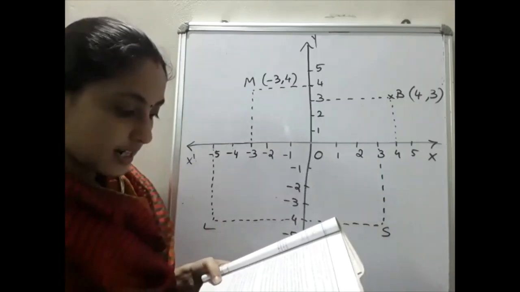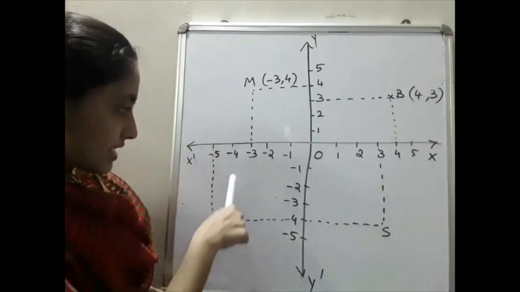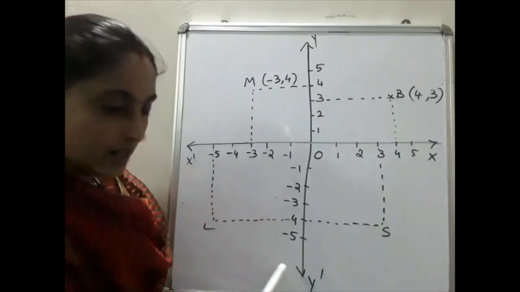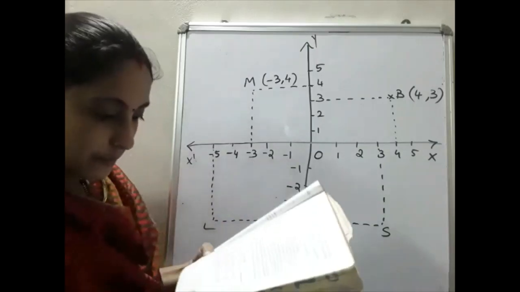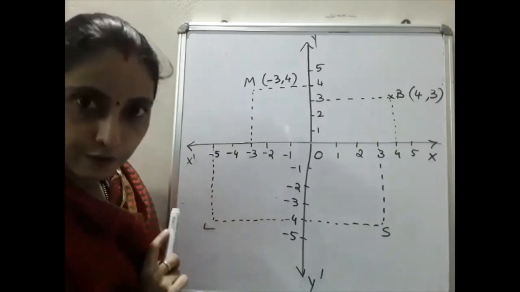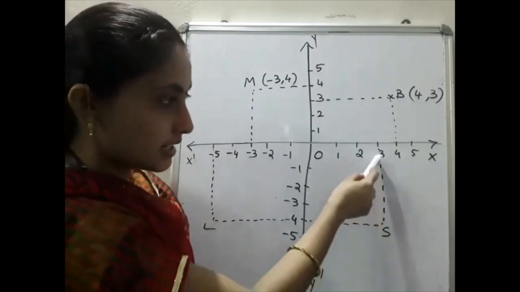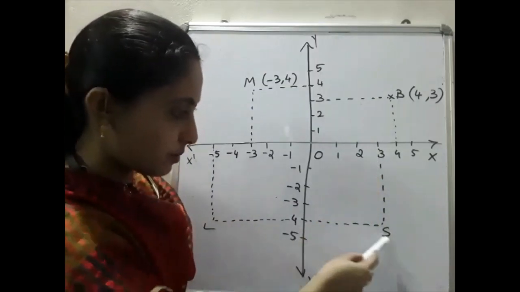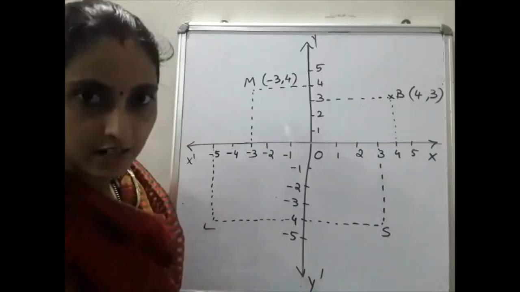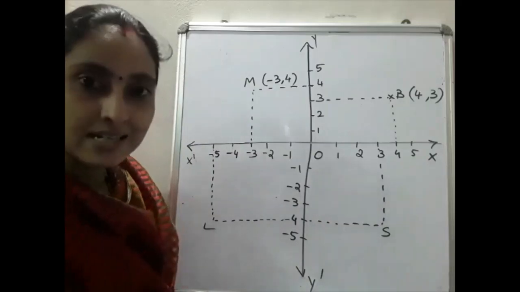The x coordinate and the y coordinate of the point L are. Can you say what the x coordinate of the point L is? -5, and the y coordinate of the point L is 4. So the coordinates of L are (-5, 4). And the next one. The x coordinate of the point S is 3 and the y coordinate of the point S is -4. So the point is (3, -4). Hope you are clear on example 1. Then we will move to the second example.